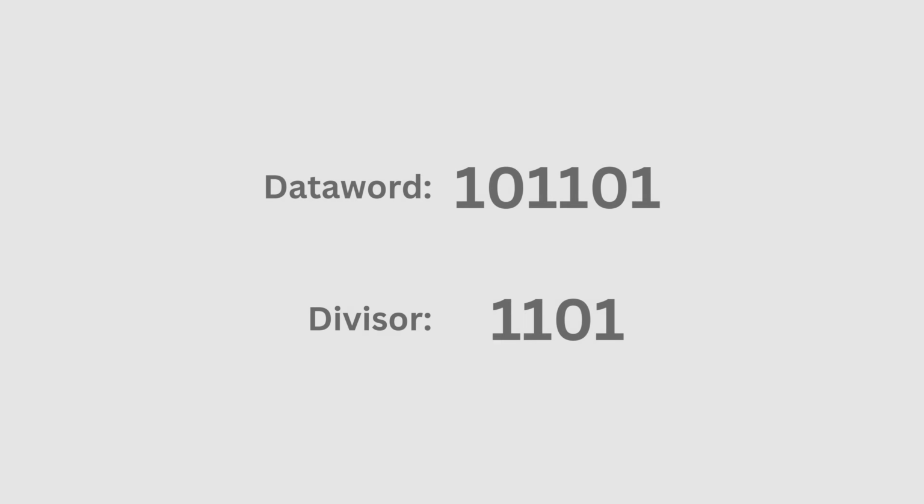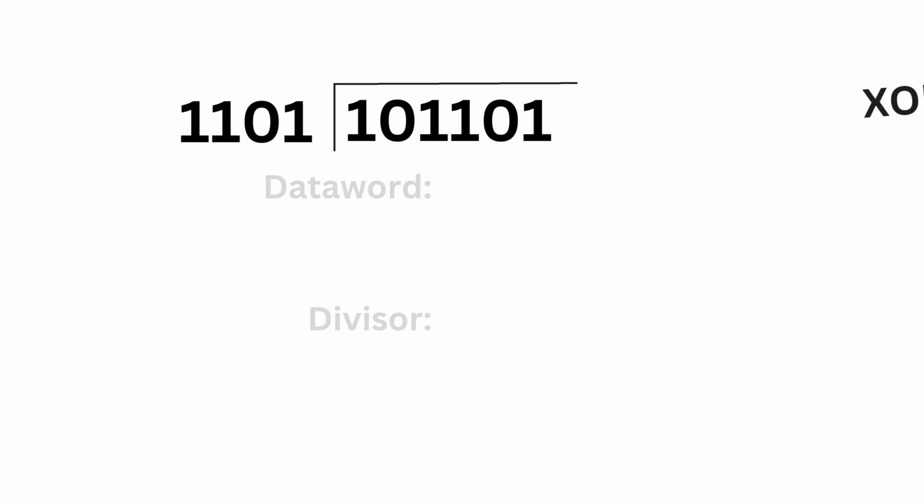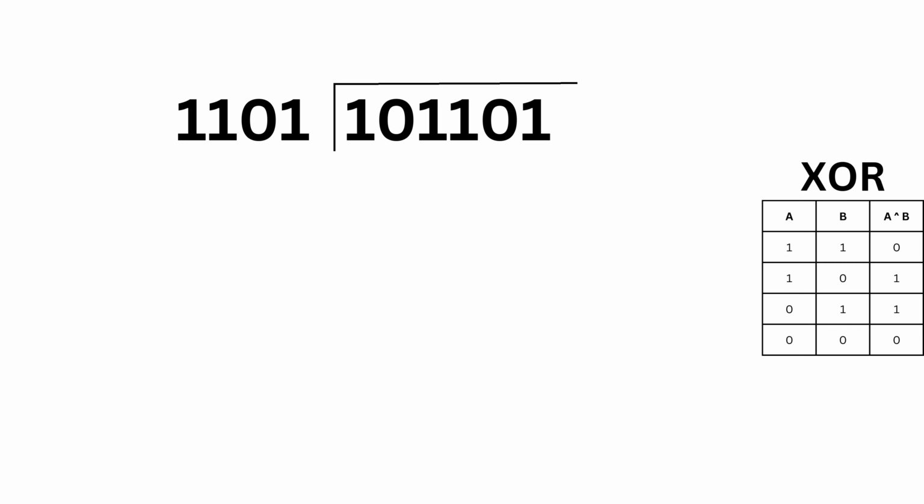Consider that your message is 101101. You need to encode it somehow. We will use 1101 to encode it. We will take the data word 101101 as dividend and 1101 as divisor. In this division, we don't subtract. Instead, we will do XOR operation.